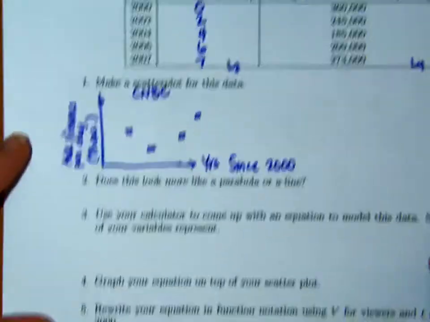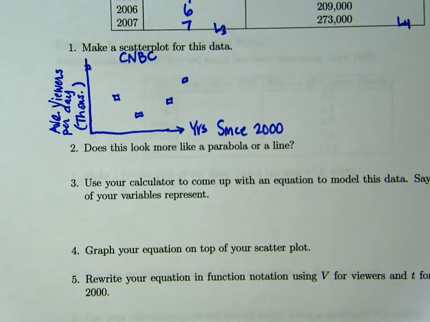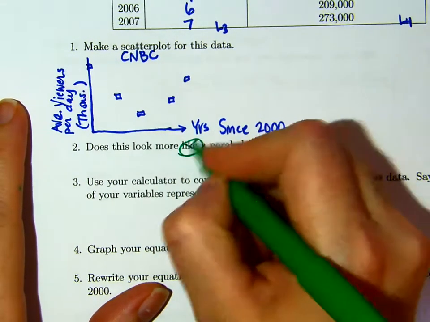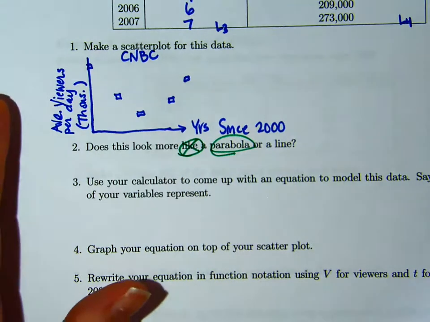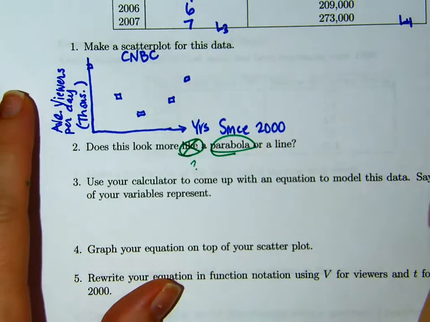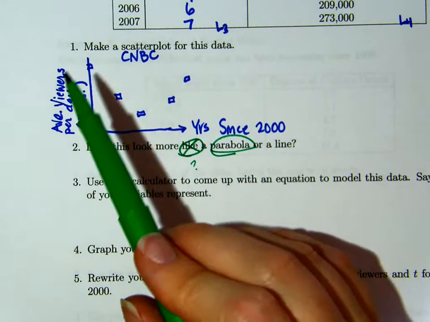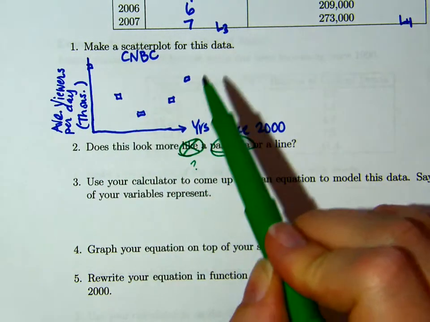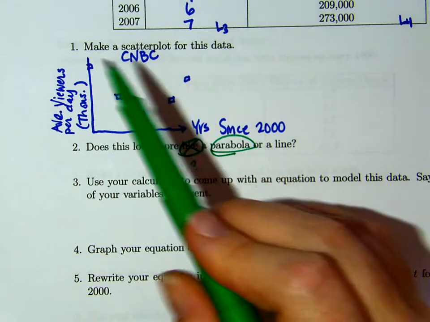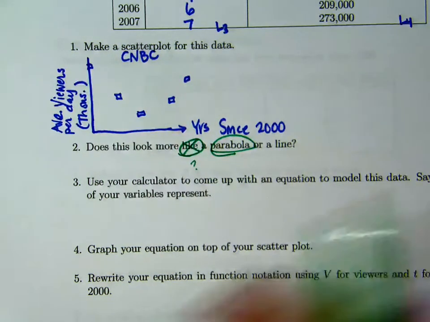CNBC. Yeah? Okay. Does this look more like a parabola or more like a line? So it looks more like a parabola because it goes from decreasing to increasing and it has curvature. It's definitely not a straight line.